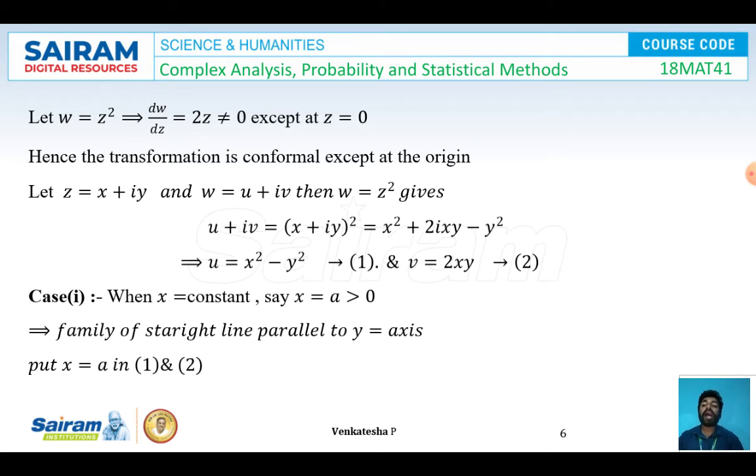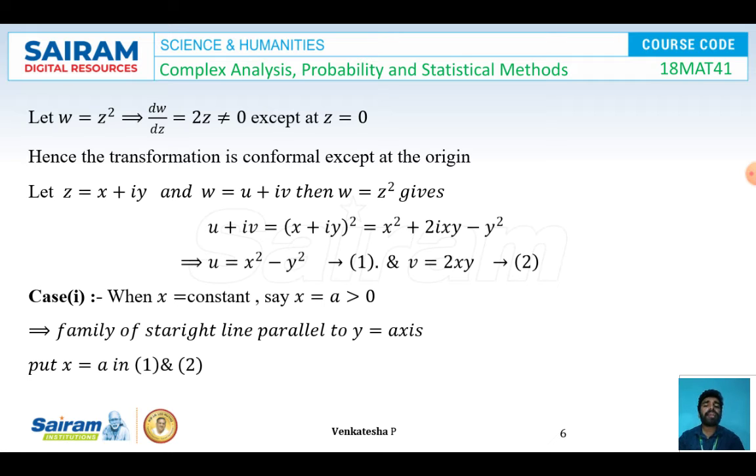Now I'm going to replace z = x + iy as a complex number and w = u + iv as a complex variable in the given expression w = z². After replacing that, I got u + iv = (x + iy)². By expanding this, we get x² + (iy)² + 2ixy, and i² is minus 1, so it becomes minus y². So I got x² + 2ixy − y² equal to u + iv.